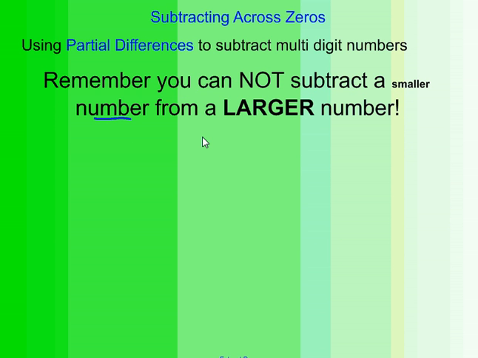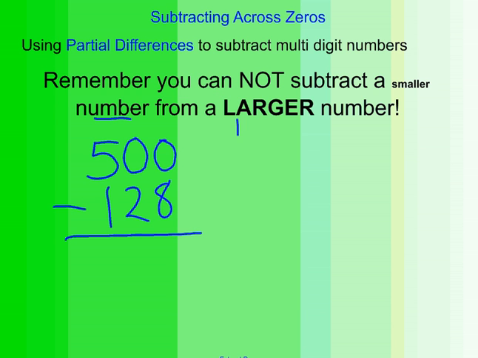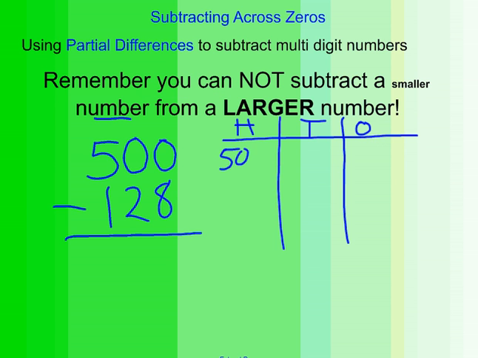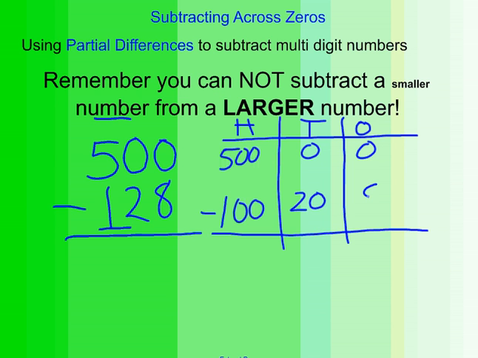Okay, let's say I have 500 take away 128. First thing I'm going to do is expand my number, my hundreds. I have tens and I have ones. O for ones, T for tens, H for hundreds. 500 has 0 tens and 0 ones. I have 100 and 128. Take away. I have 20, and then I have 8.